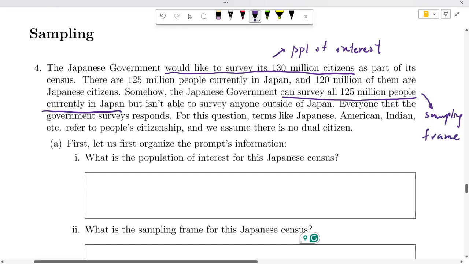For this question, terms like Japanese refer to people's citizenship, and we assume there's no dual citizen. So you don't have to worry about someone being called American, it's actually secretly a Japanese. The same case for Indian and other nationalities.